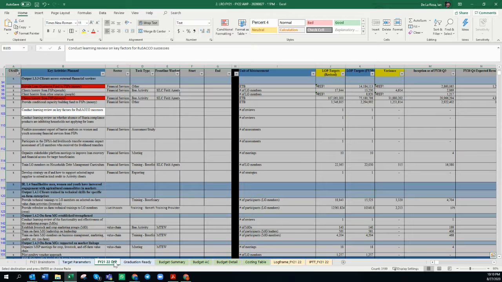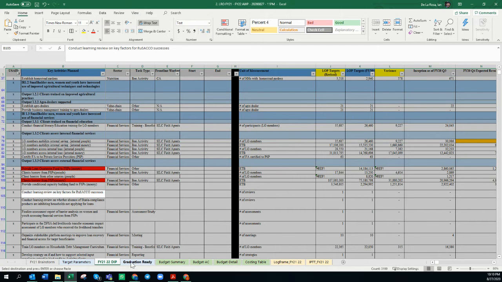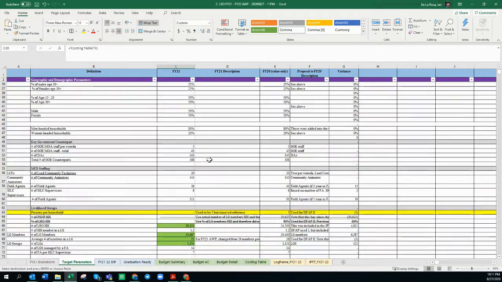For the DIP, I don't think there's much we need to talk about. I need to go and tidy up some things in here once we actually have agreed on some of the finances. And for the target parameters, I think we've discussed the major things that would be of interest to you.